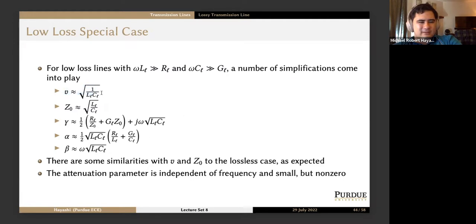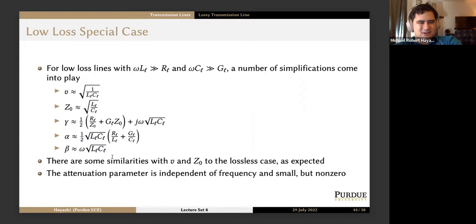So v is going to be 1 over square root of LL CL. Z naught looks like the lossless case, and that makes sense. You expect this to start looking like the lossless case. And you'll get gamma equal to this, with alpha equal to 1/2 square root of LL CL times the quantity RL over LL plus GL over CL. And beta is equal to omega square root of LL CL.